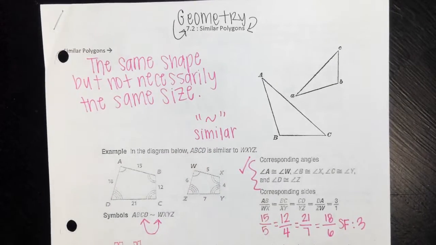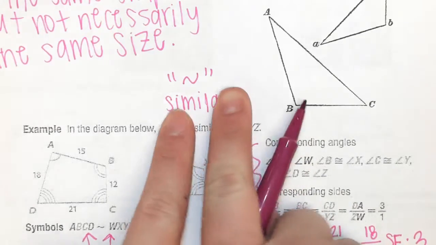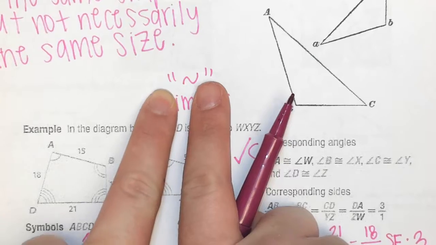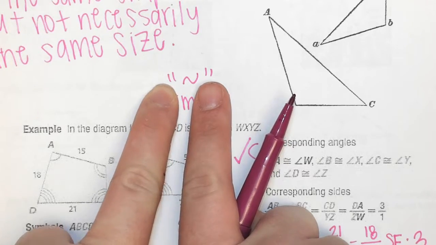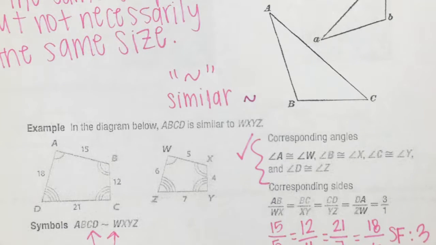It was about similar polygons. Now, I didn't realize until 7th period that some of you might actually think that these quotation marks are part of the symbol. Okay, they're not. The symbol is just the squiggly, okay? Glad we cleared that up. So, we're talking about similar polygons.